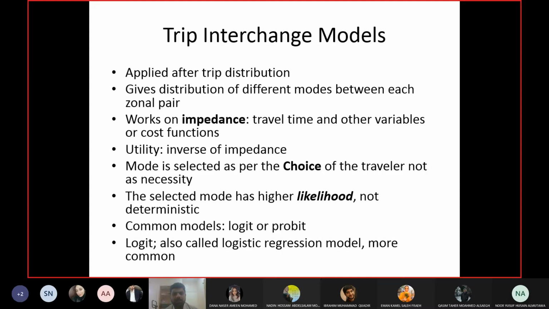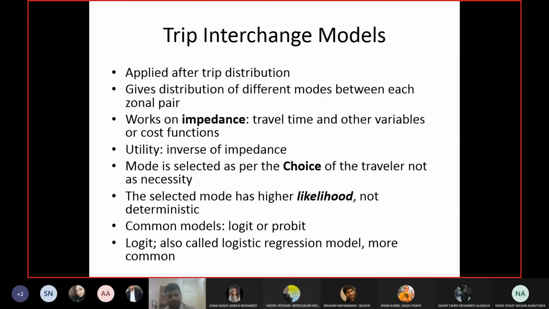So the main difference between trip interchange and trip end model is that in trip interchange model, you have... okay, I will come back to it. With the trip interchange model, after you apply it to your data, you will have the distribution of different modes between each zonal pair.